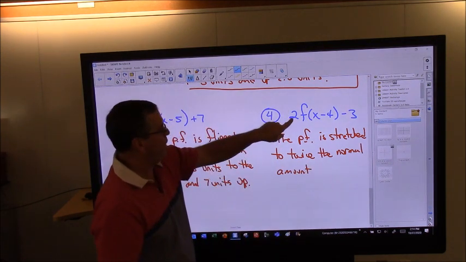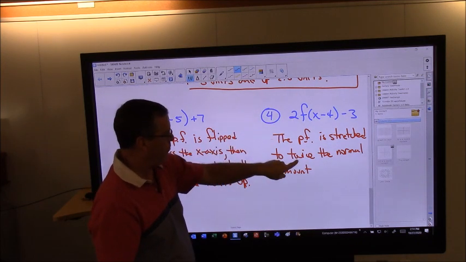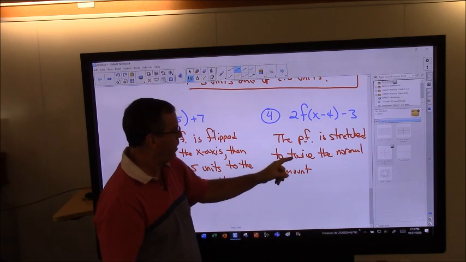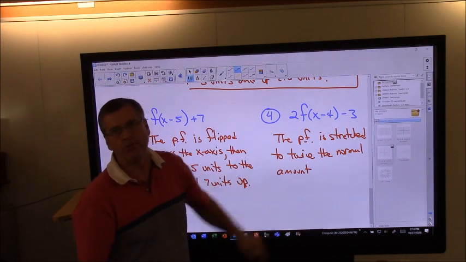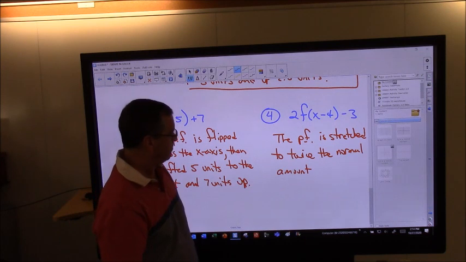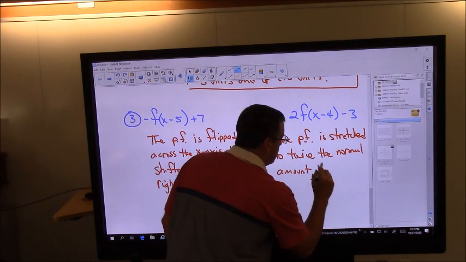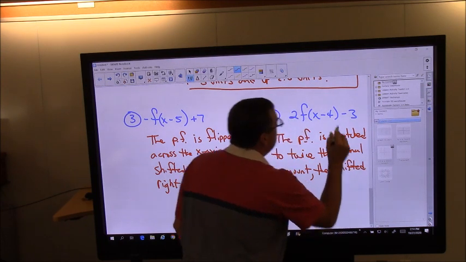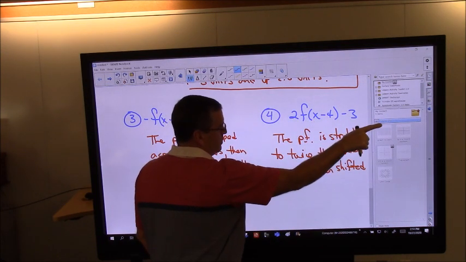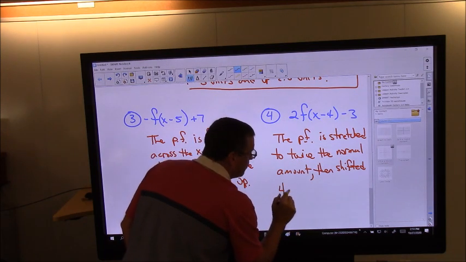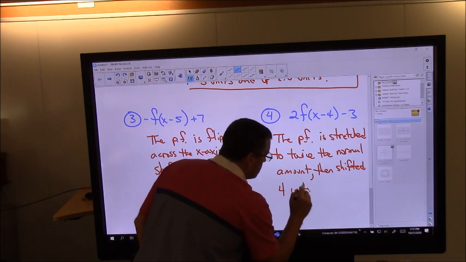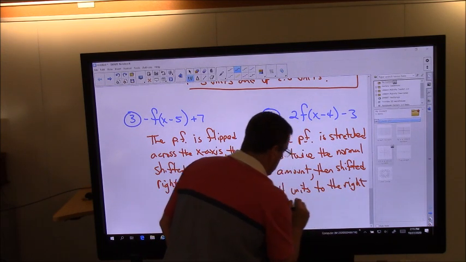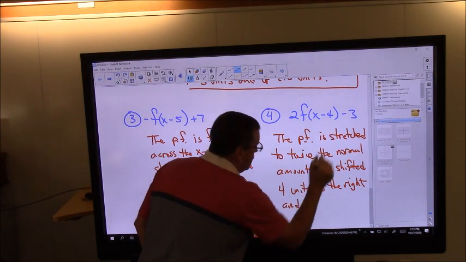If this was something like 1.7, we don't have a word for 1.7, so I'd probably just say the parent function is stretched to 1.7 times the normal amount, right? Then shifted 4 units to the right, and 3 units down.